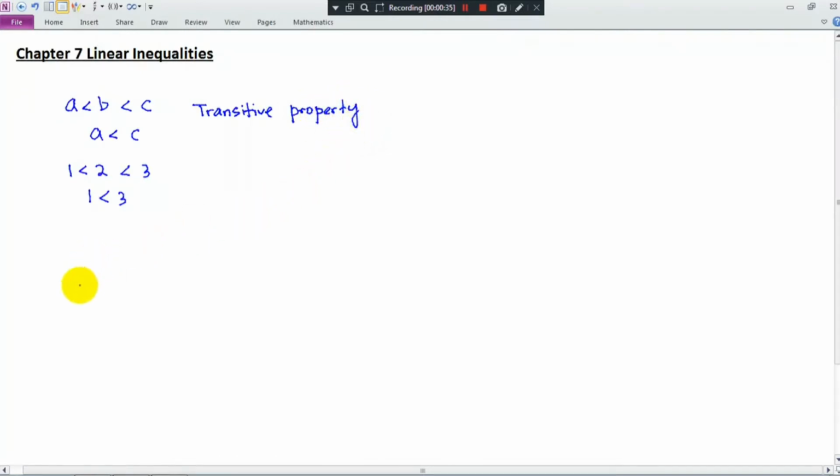Okay, let's look at this one. If A is less than B, we can say B is greater than A. For example, 1 is less than 2, 2 is greater than 1, right? Okay, so this is the converse properties.